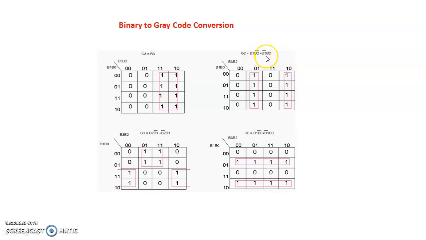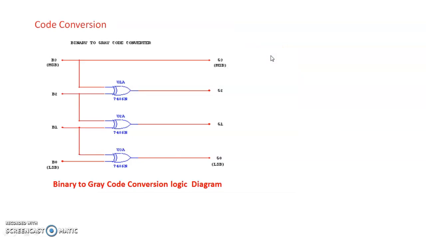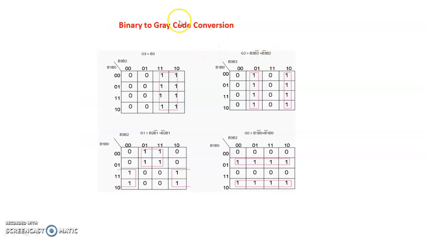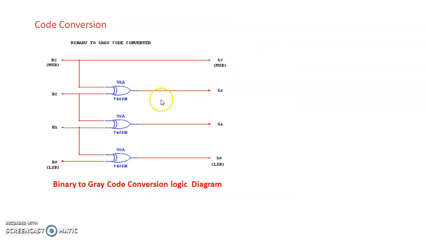So B3 B2 bar plus B3 bar B2. So it is XOR. This expression is nothing but the XOR expression, like A B bar plus A bar B, that is nothing but A XOR B. Same like that, B3 into B2 bar plus B3 bar into B2 is nothing but B2 XOR B3. So that's why in this expression we draw here B2 and B3. So this B3 input is given here and B2 input is here. So that is nothing but your G2.